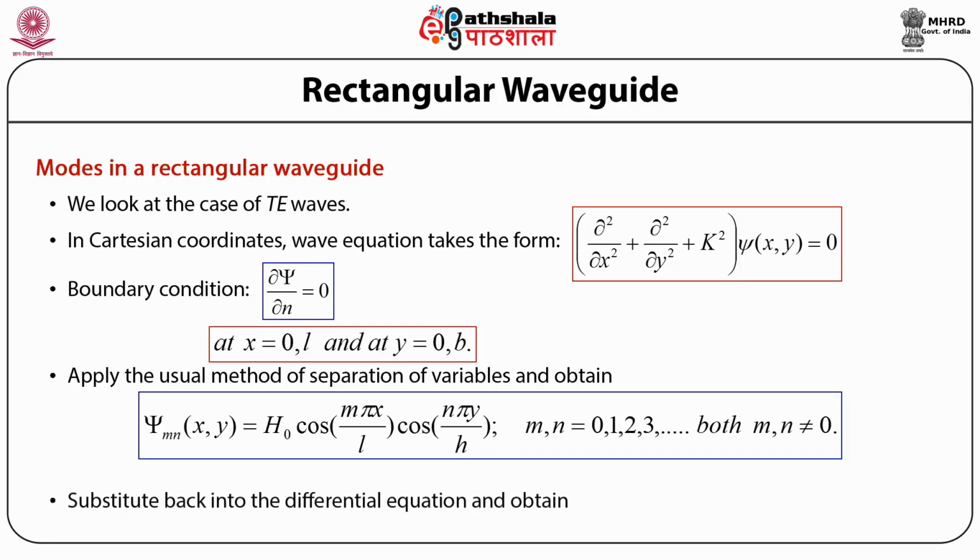So substituting this value of psi subscript mn, where mn denotes the mode of the transverse electric wave, we get capital K square subscript mn is equal to pi square times bracket open m square by L square plus n square by b square bracket close.